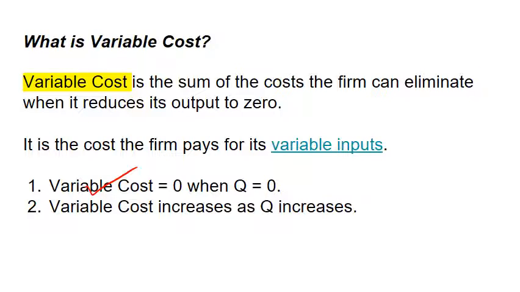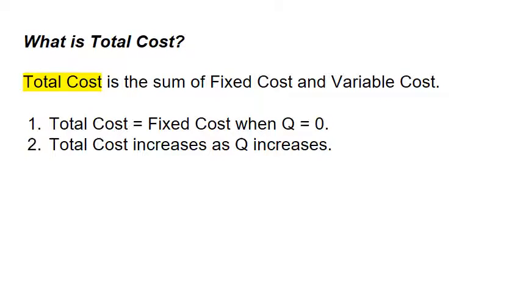Since the firm can eliminate variable cost when output goes to zero, and we're going to assume the firm will always produce as cheaply as possible, variable cost will equal zero when output is zero. Since the firm eliminates all unnecessary expenses, it also means that variable cost must increase as quantity increases. Total cost is the sum of the fixed and variable cost. Total cost will equal fixed cost when output is equal to zero, and total cost increases as Q increases because variable cost increases.